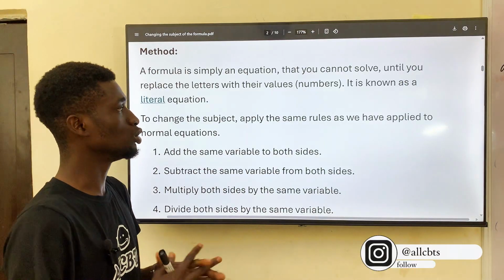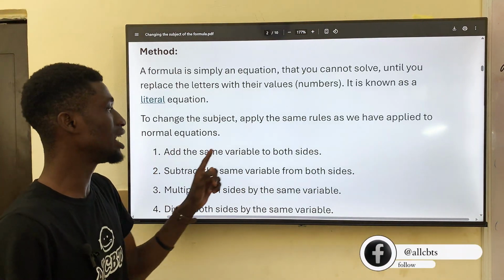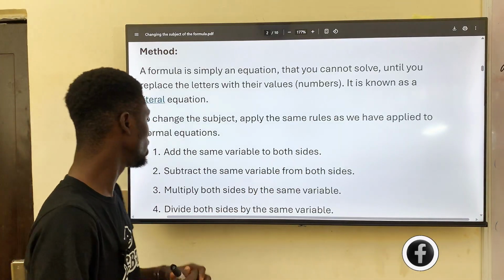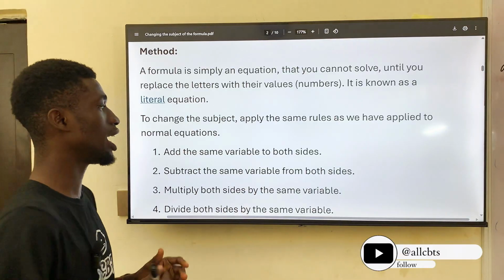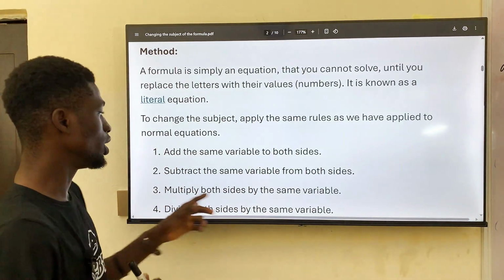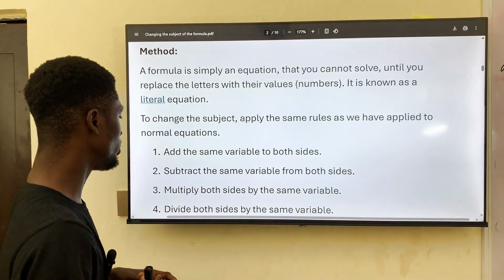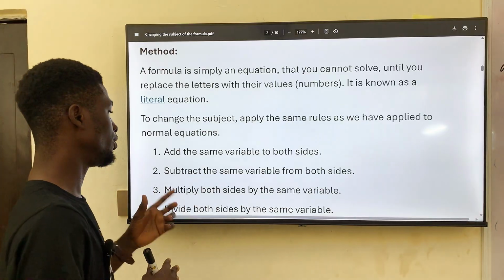We apply some rules. And what are the rules we are to apply? The first is that we add the same variable to both sides. The second is we subtract the same variable from both sides, that's from the right hand side to the left hand side. We multiply both sides by the same variable and we divide both sides by the same variable.